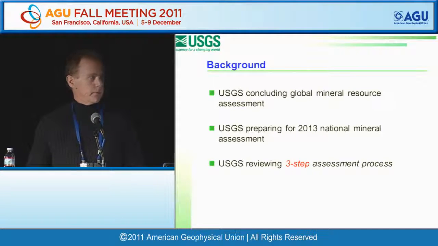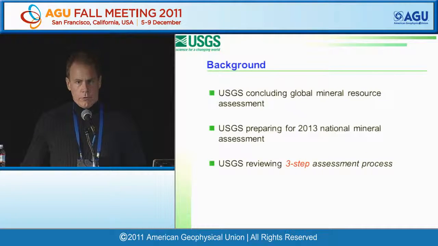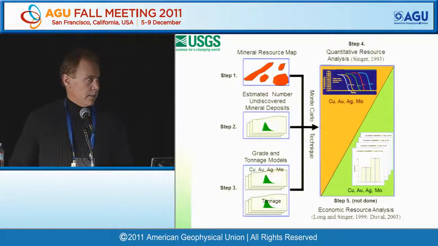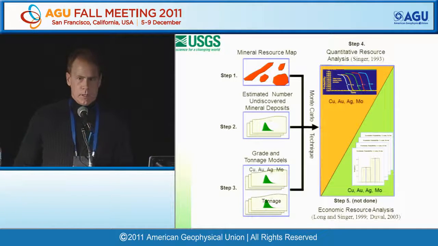on various strategic minerals. So at this point, the USGS is actually in a process of reviewing what's called the so-called three-part assessment process. In this diagram here, you can see on the left, there's 3 boxes that introduce 3 steps. These are the 3 primary steps of the resource assessment process as described by Singer and others. On the left, it begins with the mineral resource map. Then there's an estimated number of undiscovered mineral deposits and grade and tonnage models. And this information is combined and it's introduced into a Monte Carlo framework, and we end up with what's called a quantitative assessment, which gives us some probable estimates of undiscovered resources.